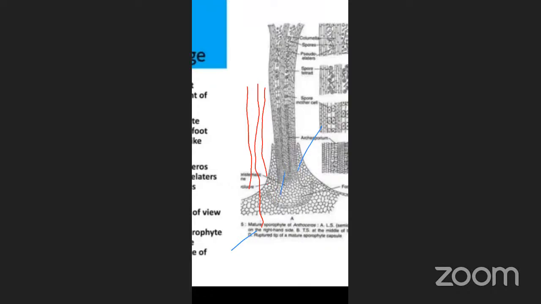The remaining central part is the columella, and the capsule wall is made up of around four to five layers of cells. Those layers have chloroplasts, so we call it chlorenchyma, which is involved in photosynthesis, and stomata are also present. So sterilization is more compared to Riccia and Marchantia, and the fertile tissue is reduced. Okay, clear?